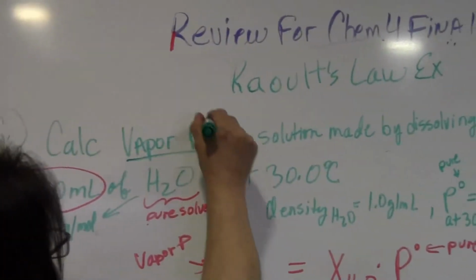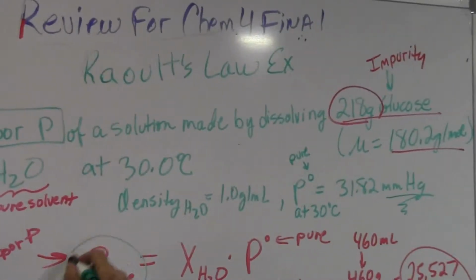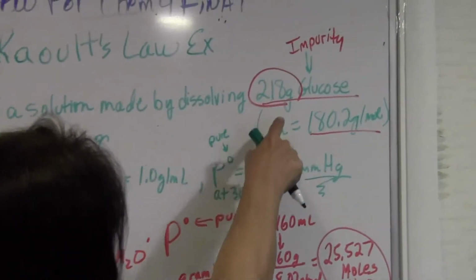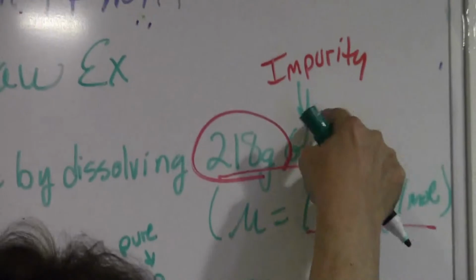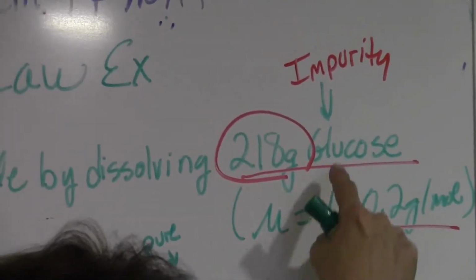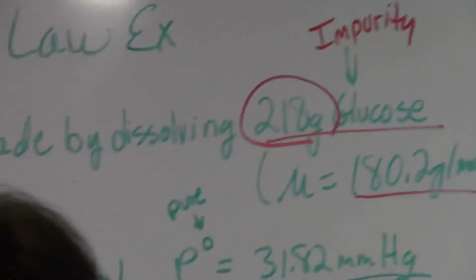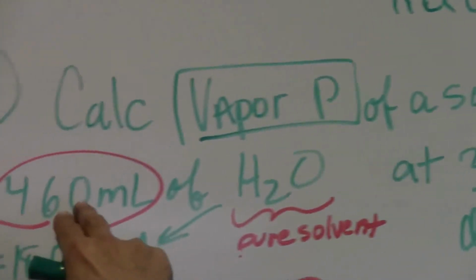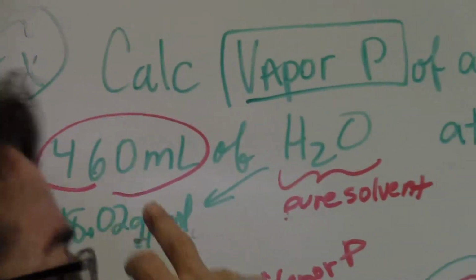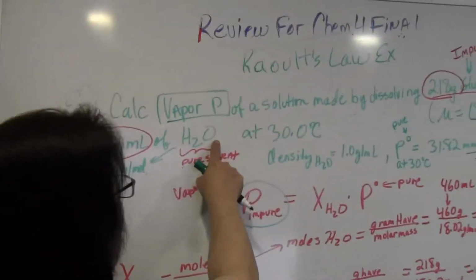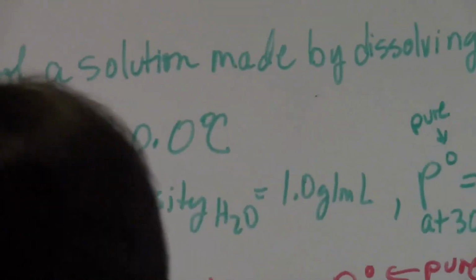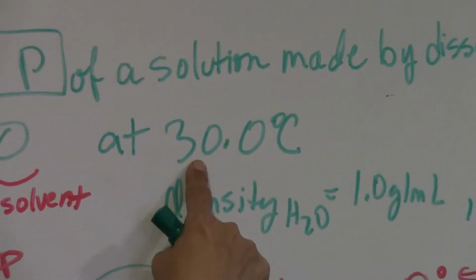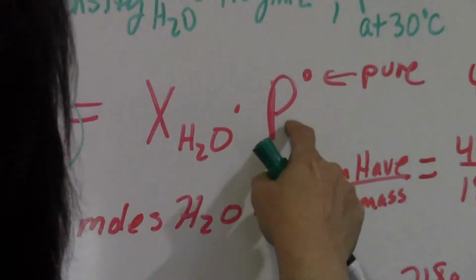Calculate the vapor pressure of a solution made by dissolving 218 grams of glucose. That's the impurity going into the water. The molar mass is 180.2 grams per mole. And they're going to dissolve that 218 grams of glucose in 460 milliliters of water at 30 degrees centigrade. You're not going to use that 30 degrees centigrade, but it is going to influence the value that they give us for the pure.